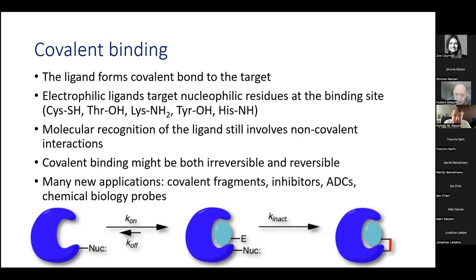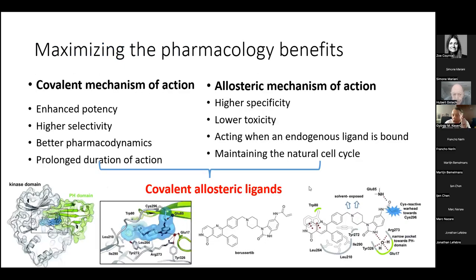We were, and still are, very interested in the covalent binding mechanism, because there are many new applications for covalent ligands. That includes covalent fragments, covalent inhibitors, antibody drug conjugates, or developing chemical biology probes. When we are talking about the use of covalent mechanism of action for allosteric ligands, we are trying to combine the advantages of the covalent mechanism of action and the advantages of the allosteric molecular mechanism. In the case of the covalent mechanism of action, we are expecting enhanced potency, higher selectivity, better pharmacodynamics, and prolonged duration of action. All of these features are directly connected to the formation of the covalent bond.